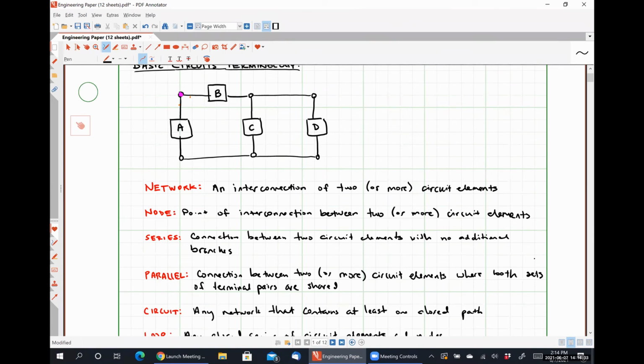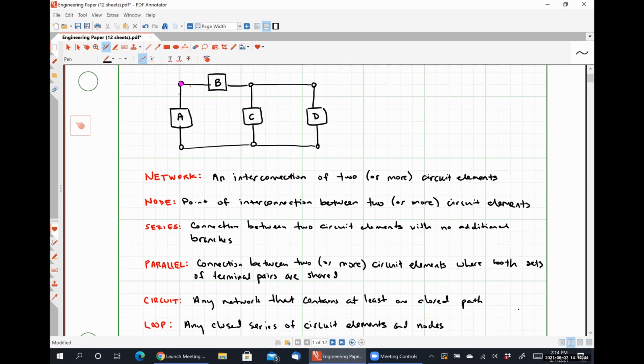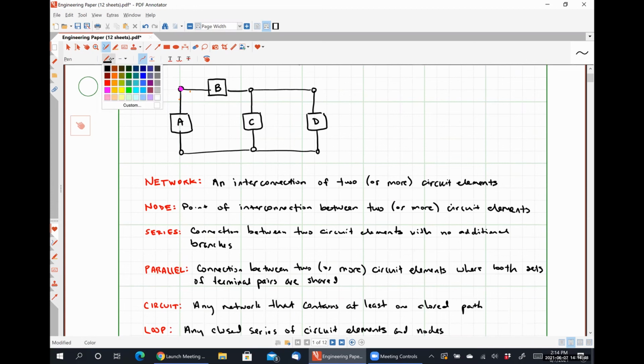2. Okay, that's a fairly good guess, but it's actually incorrect. And the reason why it's incorrect is because a loop is any closed series of circuit elements and nodes. So let me explain why the answer isn't 2. Let's start with this one right here. Hopefully it's fairly obvious. This closed path we'll consider to be loop 1.